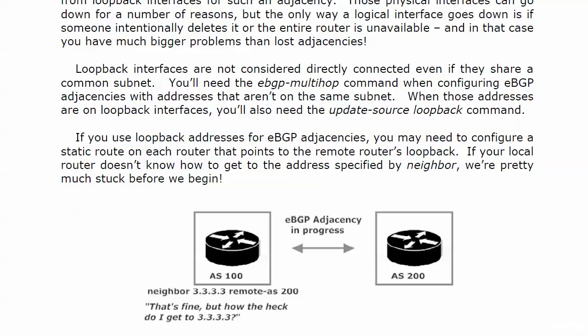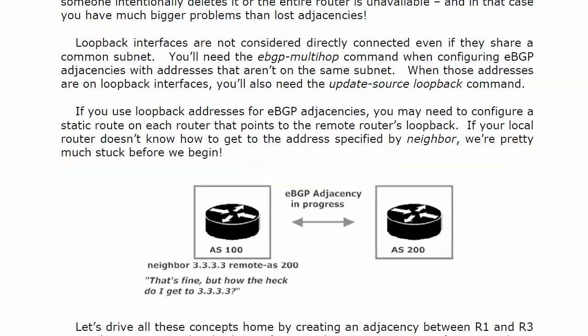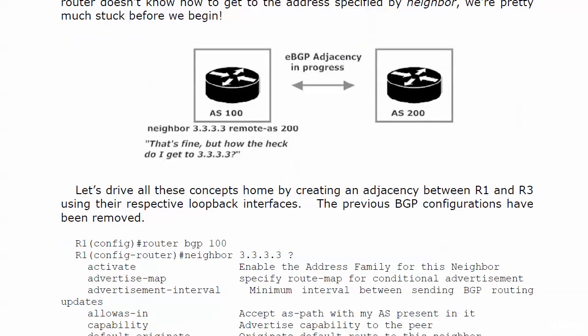We've got an iBGP adjacency in progress here on the board between a couple of routers. I've got neighbor 3.3.3.3 remote AS 200 on the one on the left, and that router's basically saying that's fine, but how the heck do I get to 3.3.3.3? What do I do? And we're going to see all of these concepts in action in our next lab, where we create an adjacency between 1 and 3 using their respective loopback interfaces.